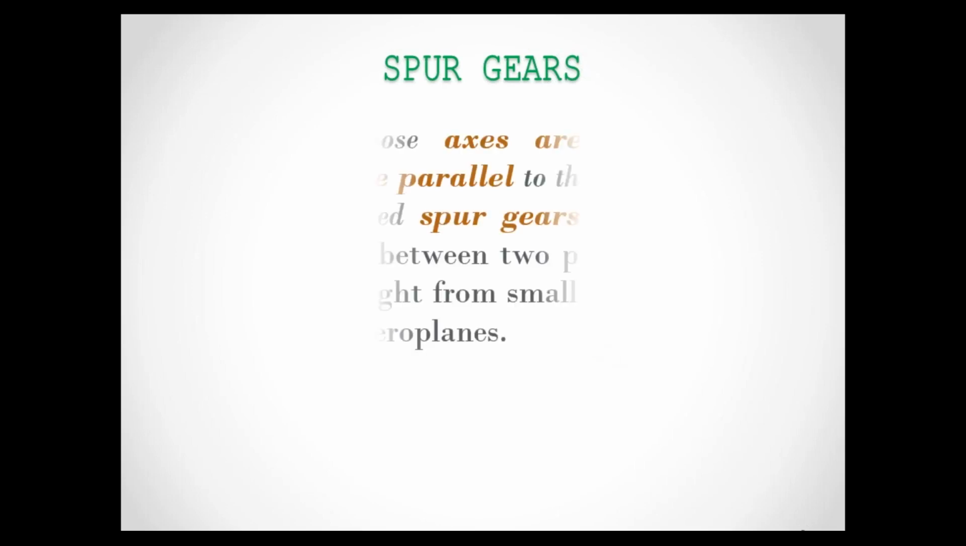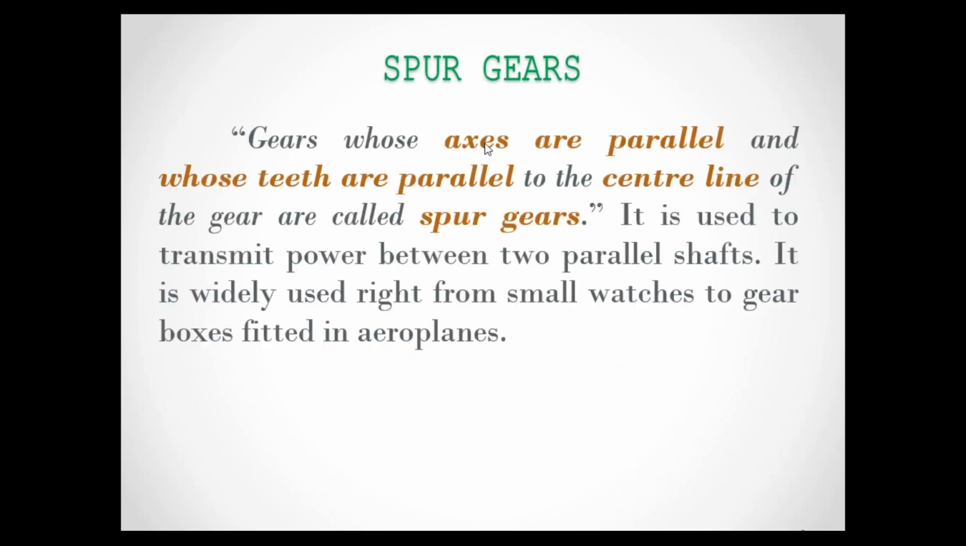Next topic is spur gears. Once we understand what is meant by gear, next we will go with the spur gears. So these spur gears are whose axes are parallel and whose teeth are parallel to the center line of the gear are called spur gears. Gears whose axes are parallel. So already we have studied parallel axis gears and whose teeth are parallel to the center line of the gear, that is straight teeth. These type of gears are called as spur gears.